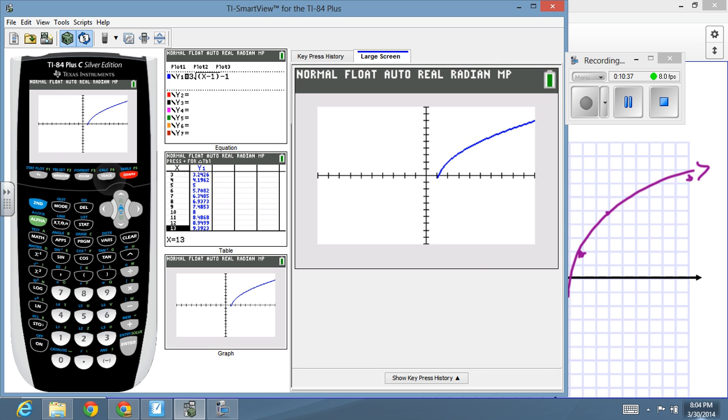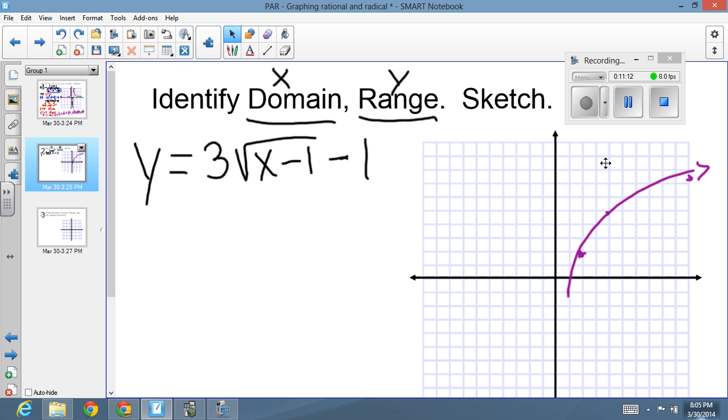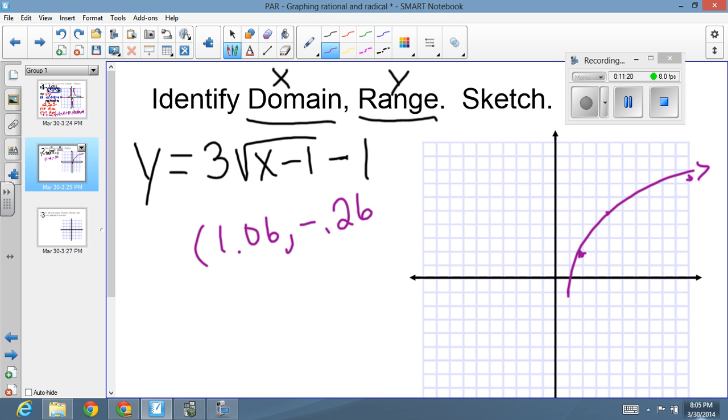So I'm going to go to my trace feature that's to the left of graph. And your little scroller thing there, it shows up as an X on my screen. You may have to kind of move it left and right for it to show up, but the last point that I get is at 1.06 and negative 0.26. Okay, so if I'm graphing that as my last point, that's right about there.